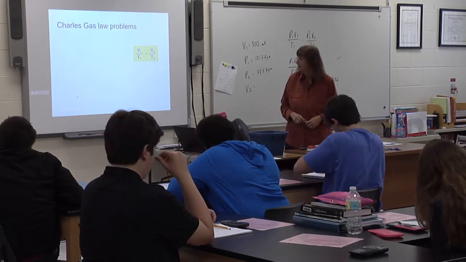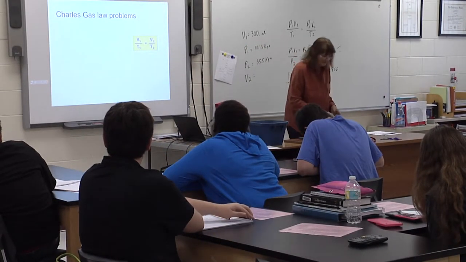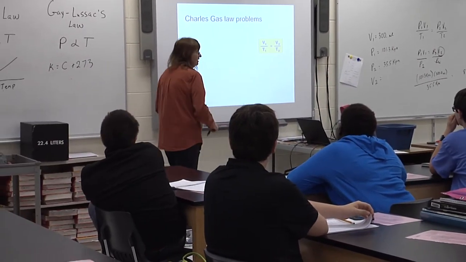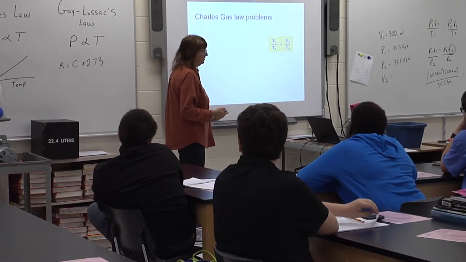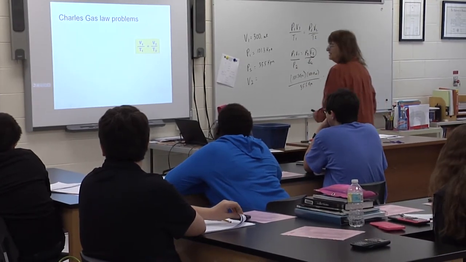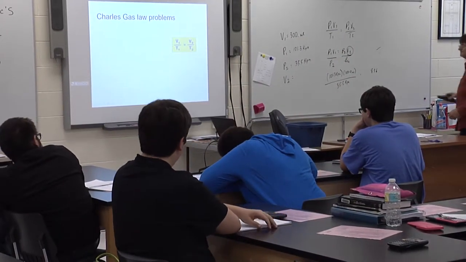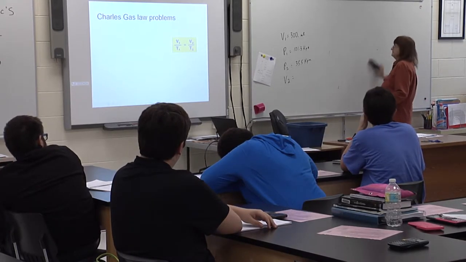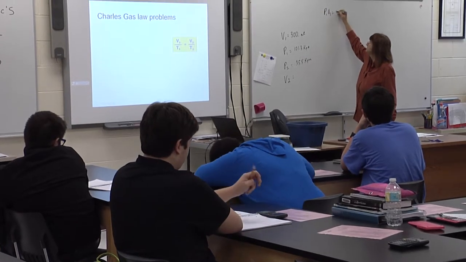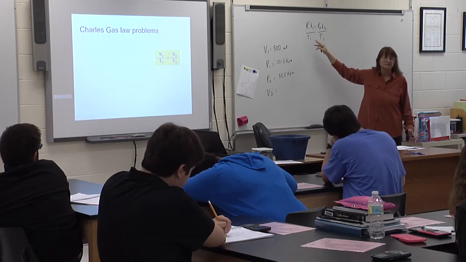Okay, let's try a Charles's Law problem. Let's look at our can. We'll do it on the board. Our can was at a really, really high temperature. The equation is P1V1 over T1 equals P2V2 over T2. It's really easy to remember: PV over T equals PV over T. One's on one side, two's on the other side.